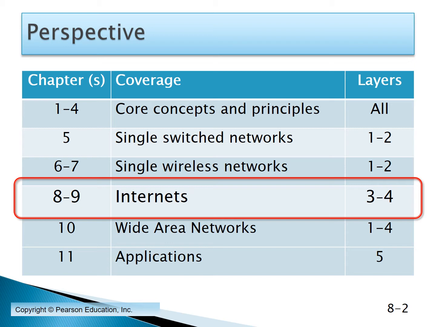If you look at chapter 5 to 7, they are basically on layers 1 and 2. And then in this chapter and the next chapter, we are going to talk about the internet, with the TCP/IP, and also other related protocols that we use to connect computers in different single networks together to form the big internet. So these are layers 3 and 4.